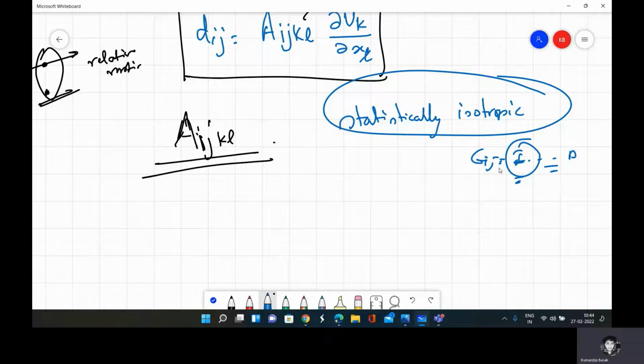Now, what are statistically isotropic fluids? Generally, all gases and most of the simple fluids are isotropic. Right, all gases and most of the simple fluids. What are the simple fluids? Water. A good example is water. Now, where can't it be applied? Complex fluids. Now, what is a complex fluid?